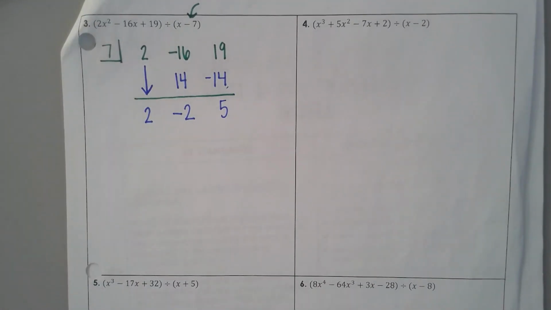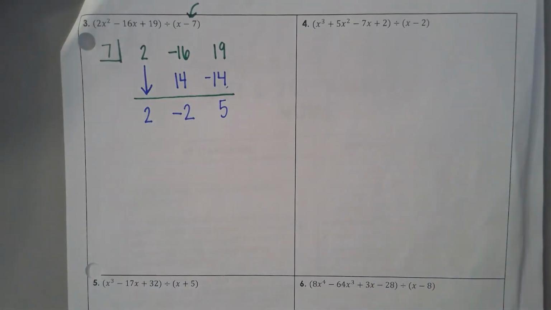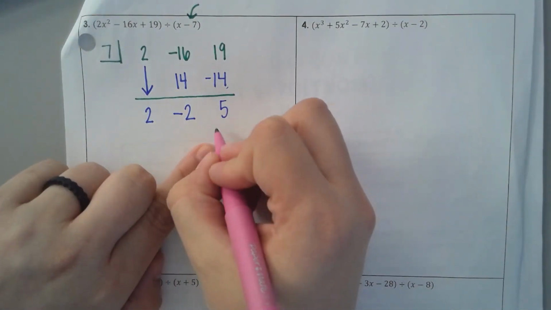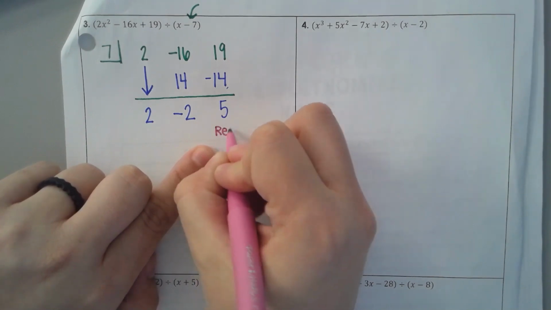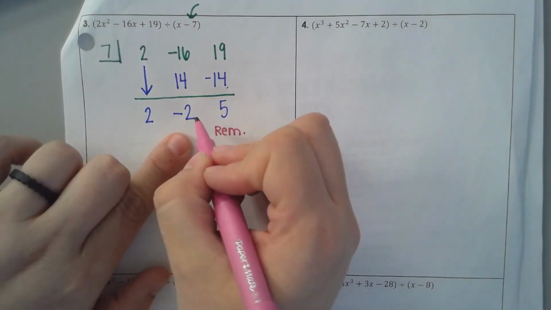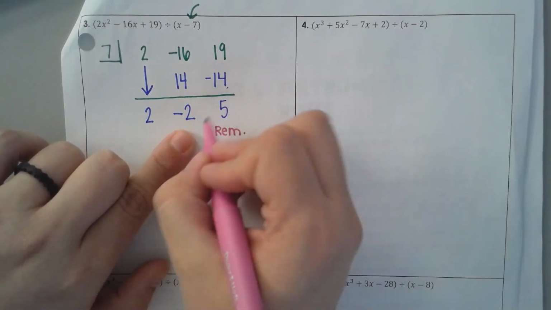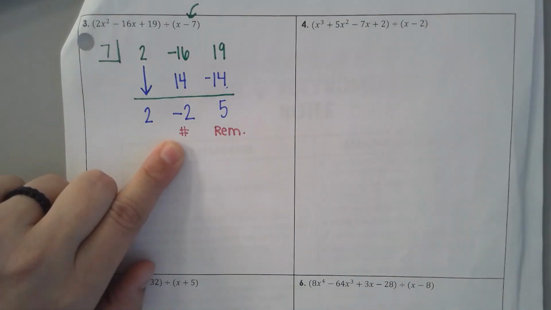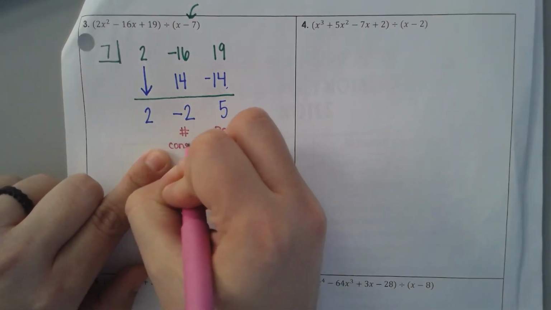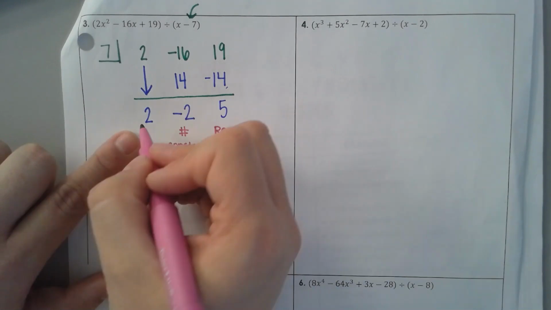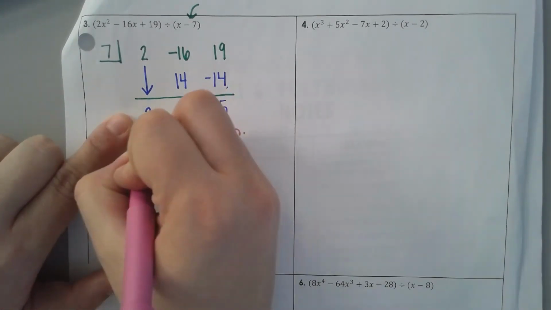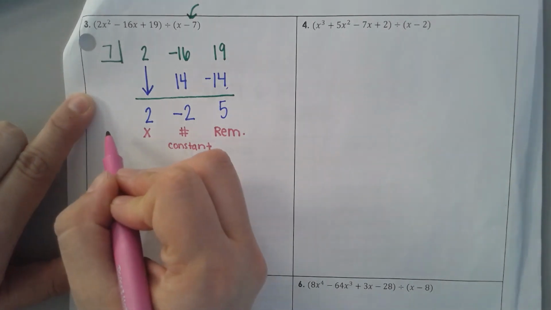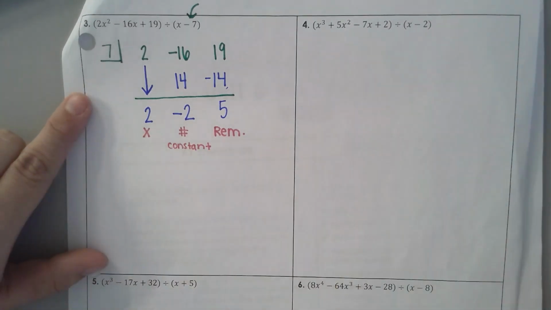So you're not done here. This is not your final answer. Start on the far right. 5 is my what? Remainder. Negative 2 is going to be just my plain number, which we call the constant. And then from there on, I build up my x's. So this one gets an x. If I had another one, it would be x squared, x cubed, and so on.